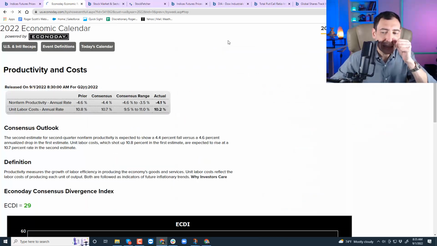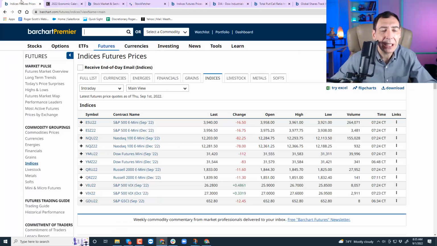And again, I like to look at these numbers. Let's see here. Productivity, non-farm productivity, annual rate, 4.1. Consensus, -4.4. So the number wasn't that bad. Unit labor cost was also a little bit lower. So the numbers were not like out of whack by any stretch of the imagination. And the stock market is not declining based on that data. It's actually firming up a bit. So I'm glad I was able to do this with you in real time.